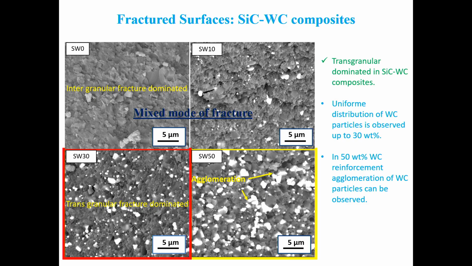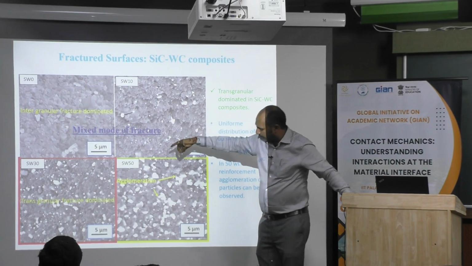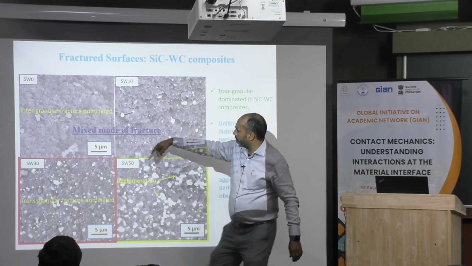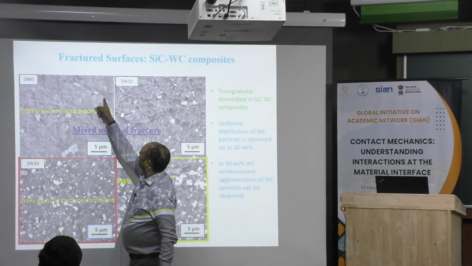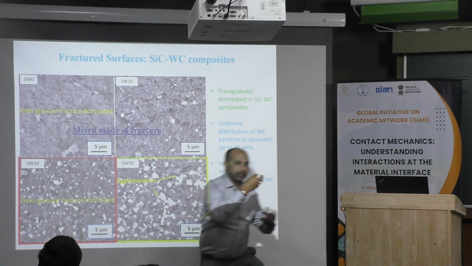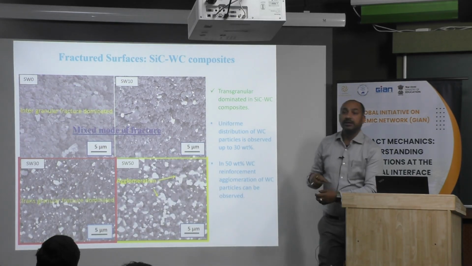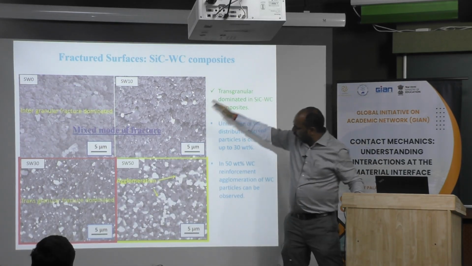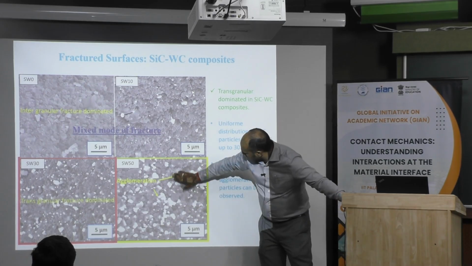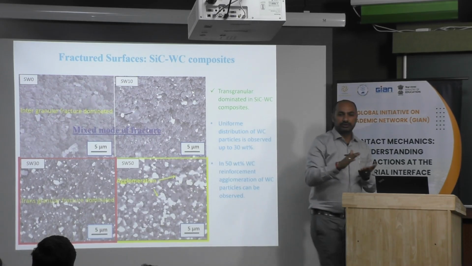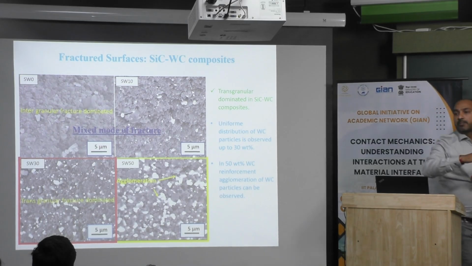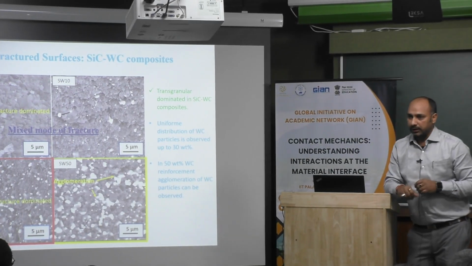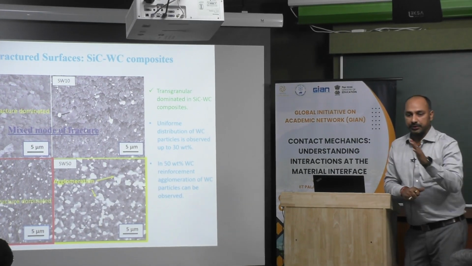We will also analyze the fracture surface. What we found is that monolithic SiC, HW0, shows mainly intergranular fracture. If you see these particular points, complete grains are coming out. It is mostly dominated by intergranular fracture. But if you move towards HW50, you see cleavage slits. So it is transgranular. Transgranular fracture becomes dominant with incorporation of tungsten carbide in SiC.